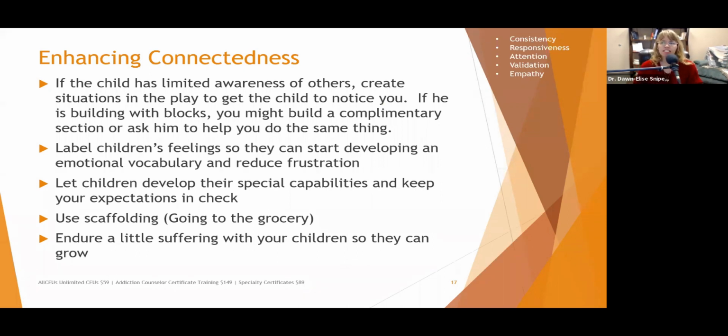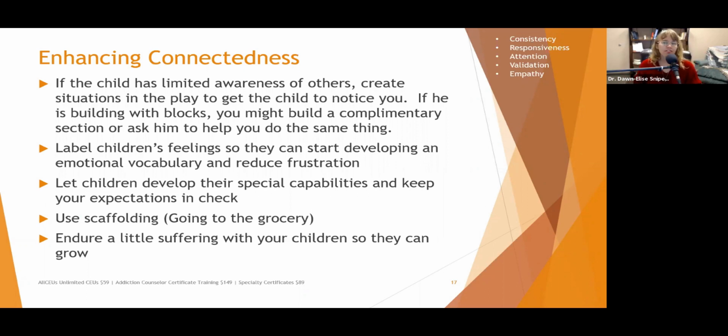Label the children's feelings so they can start developing an emotional vocabulary, which will help them reduce frustration. And let them develop their special capabilities, keeping your expectations in check. There is a show, and I believe it is called Atypical, on Netflix, I think, and it's a decent show if you can get past the mother's drama. But the adolescent in this particular show has autism, and he is very interested in whales, and he loves whales. It's important not to say, okay, well, we've talked enough about whales, let's talk about this. Let's let the child develop that interest in whales.